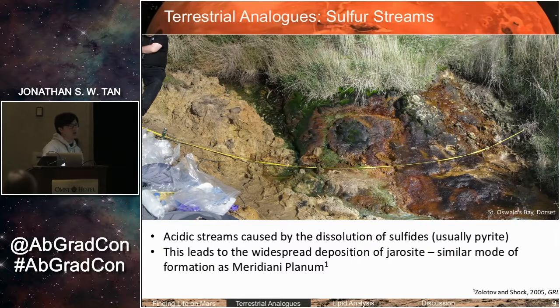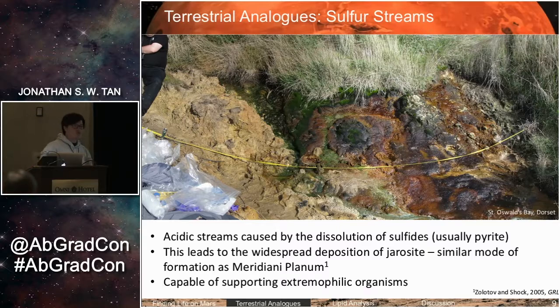And this is very similar to environments formed on Mars, such as in Meridiani Planum. Now, as you can see very clearly, these environments are capable of supporting ecosystems of extremophilic organisms. And these are very useful to us because if these environments can support extremophilic organisms on Earth, then these same environments may have been able to support similar organisms on Mars. And if we can find out what these organisms look like and how they're preserved in Earth rocks, then we can figure out what they would look like if they had been on Mars and are preserved in Mars rocks.